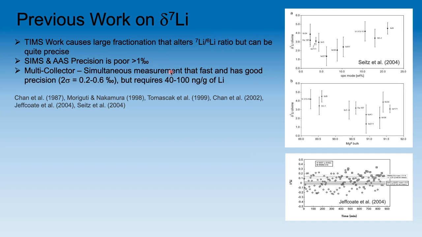With multi-collector, we can get that simultaneous measurement. And by and large, this is how most of the studies have been done for not only lithium, but other radiogenic isotopes, such as strontium, neodymium, and uranium, lead. So many of those have been done on multi-collectors, because again, it measures everything at the same time. Precision is quite good, 0.2 to 0.6 per mil. But the issue with multi-collectors is they're not super sensitive. And so we need a little bit larger of a sample. So this is 40 to 100 nanograms per gram, or 40 to 100 ppm of lithium, in the sample in order to be measured.